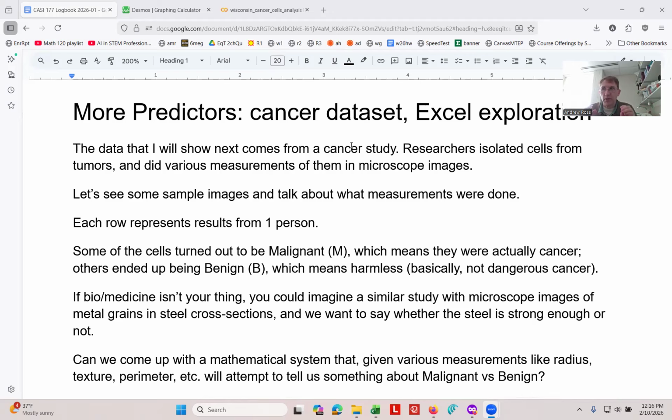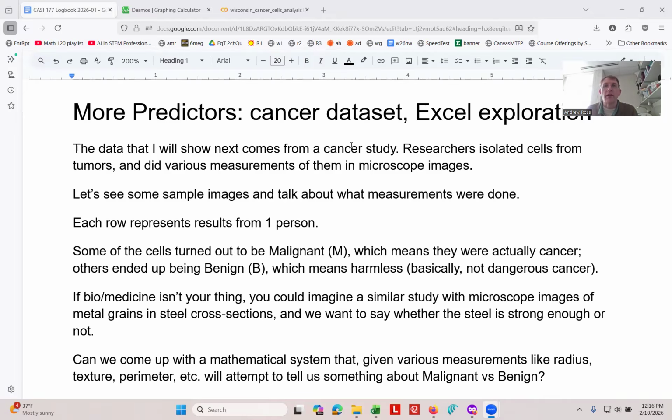We should always remember when we're doing STEM work the people who were involved in gathering this data set and what they were going through with a lot of it. In this particular data set, researchers took biopsies of cells from tumors, and some of the tumors were maybe dangerous cancer and some were maybe not dangerous.